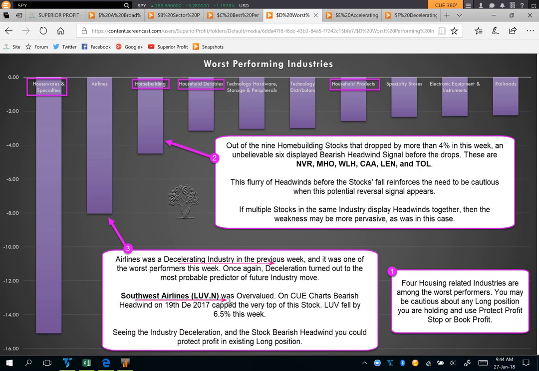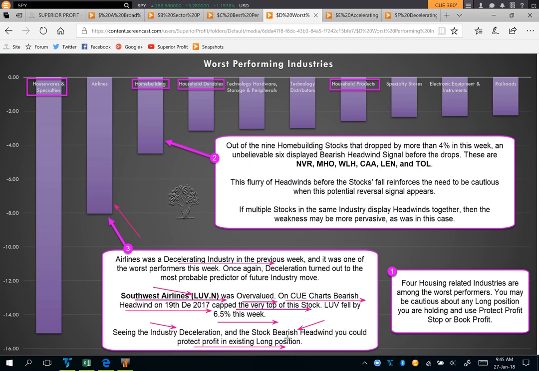Southwest Airlines, LUV, was overvalued. We could find that from QVITAL. We could also find that from QH by drilling down from airlines industry into its stocks. So the industry was decelerating 1 week ago. The stock was overvalued, and again on Q charts there was bearish headwind. That was on 19th December that could catch the very top of the stock. LUV fell by 6.5% this week. At minimum, seeing the industry deceleration and the bearish headwind, you could protect profit in existing long position.